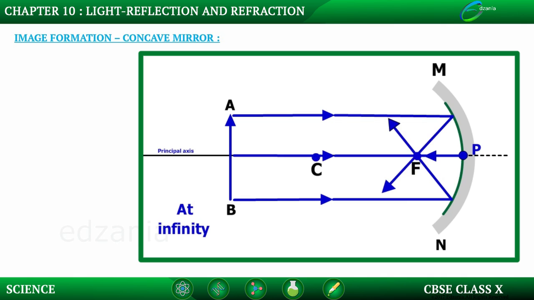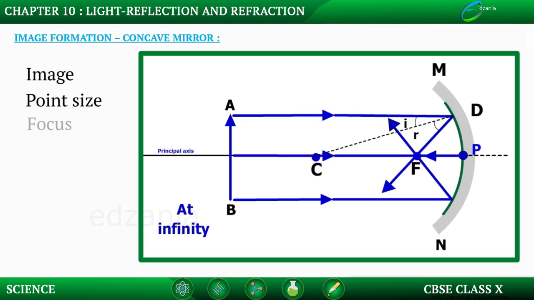We know that if the object is at infinity, the light will come parallel to the principal axis, and as we have discussed earlier, they will all converge at the focal point, the principal focus of the mirror. So for the object at infinity, the image is point size, which is highly diminished, the position is at focus, and it's real because the light rays are actually converging at that point.